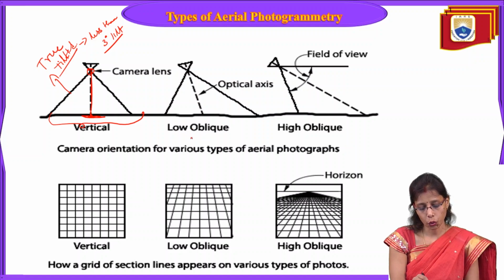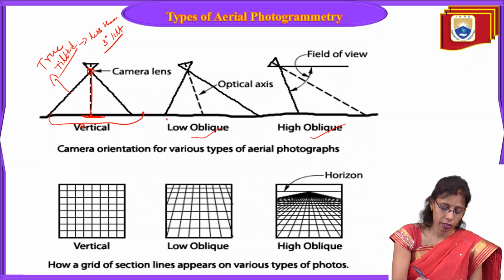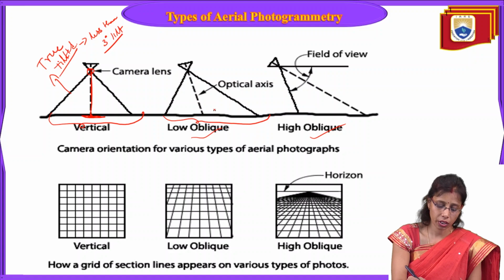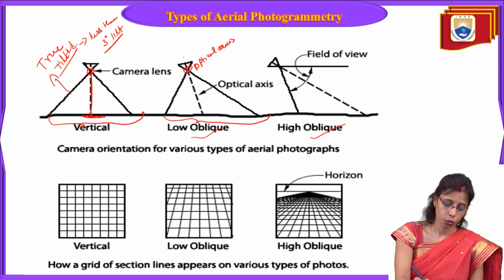Here I was telling you low and high. So low, as we have seen in the previous slide, is 30 degrees inclined. Here is the area to be captured from here to here, and here we have an optical axis, and here is the camera. This is the exact ground position, and it is tilted up to 30 degrees, so the area coverage will be a little bit more.